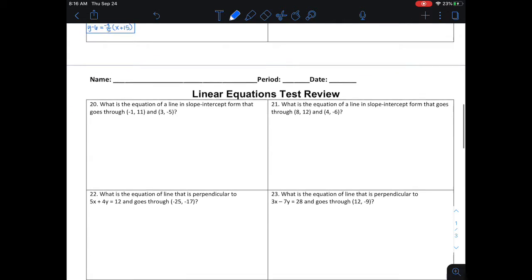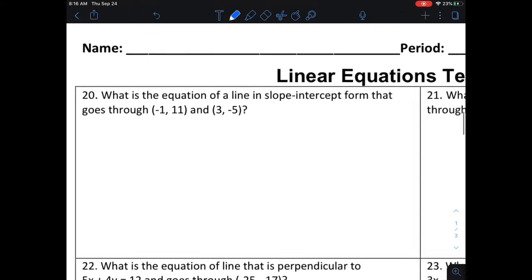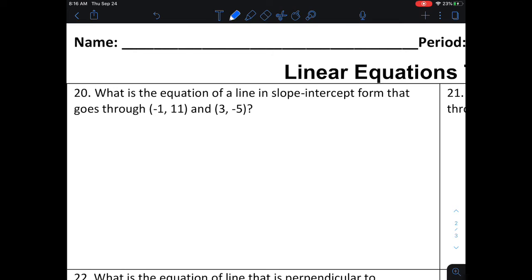So you can do number 19 on your own. It's just like number 18. Okay, number 20, what's the equation of a line? Okay, this one is specific. It says specifically slope-intercept form. All right, and it goes through this point, and this point.